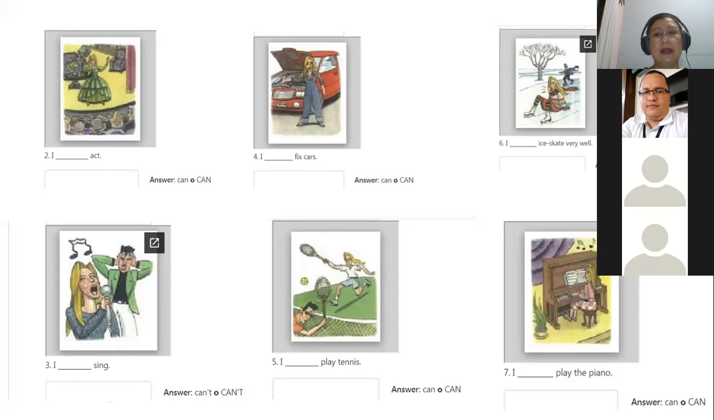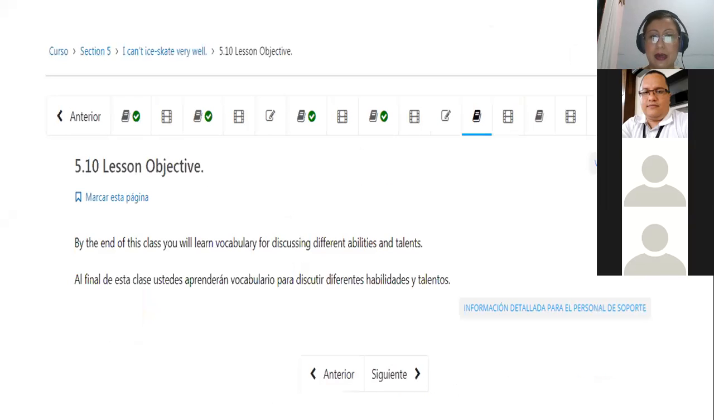They look different, but you need to pay attention to the drawing because they are not in this exact order. And you see the boy is like, no, she's hurting my ears. So the lady says, I can't sing. In the other case, they are having fun, right? That one is I can play tennis. So it's affirmative. And the last one, I can play the piano, because the person is playing the piano perfectly.